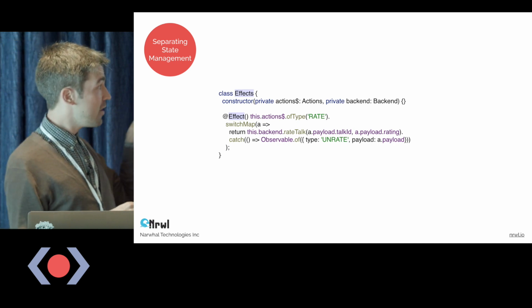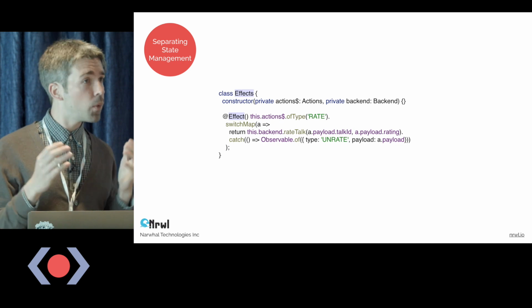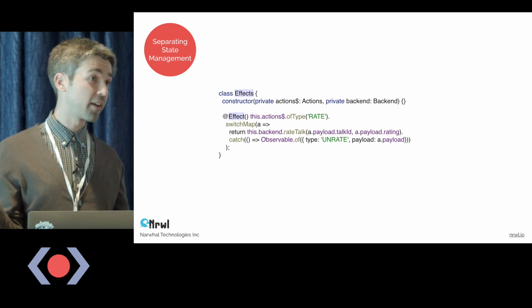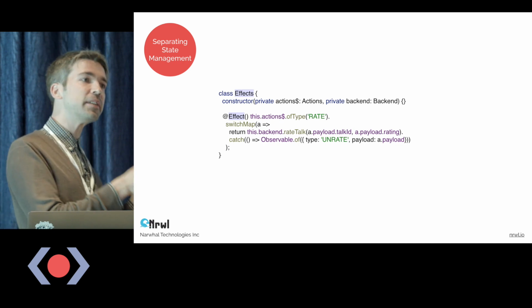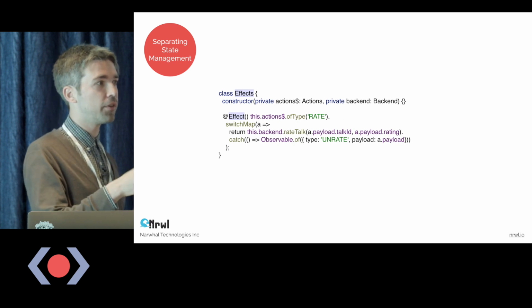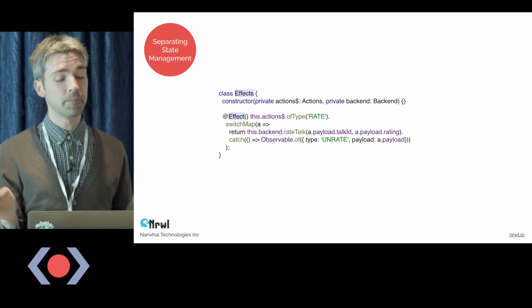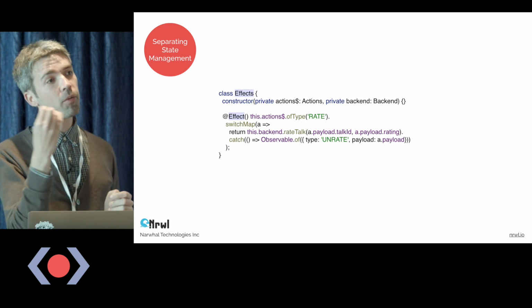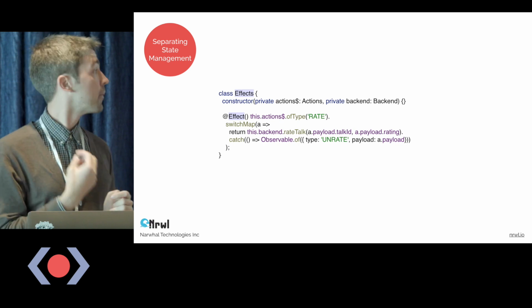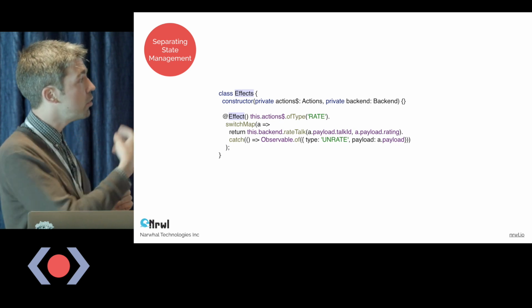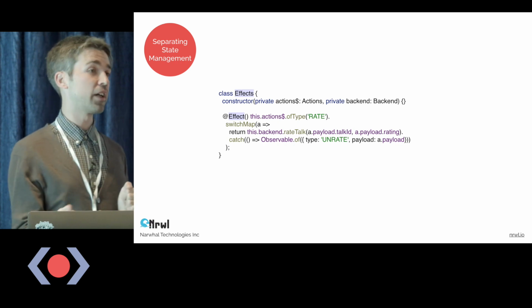And what we do in there, if the request is successful, we're going to do nothing. Yes, we're happy because we apply an optimistic update here. So we assume that if the server is fine, we are fine as well. If it fails, however, if the server responds with an error, we are going to return an observable with an unrate action.